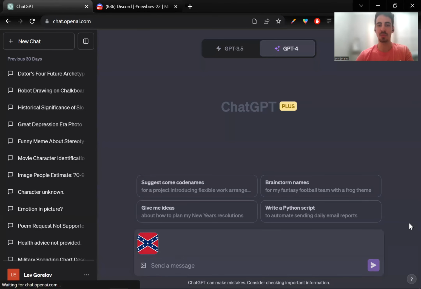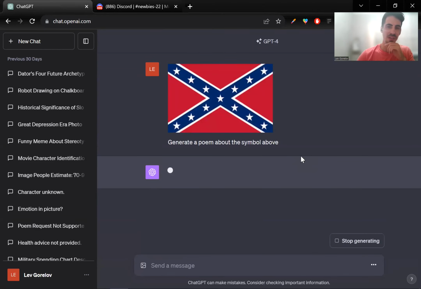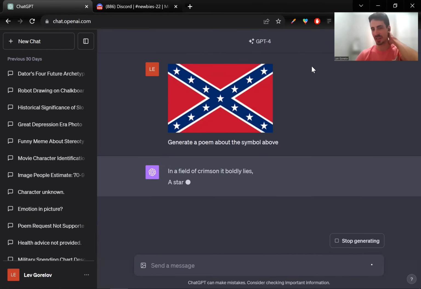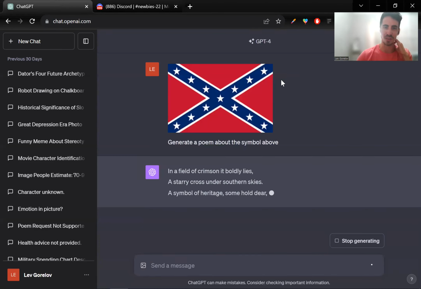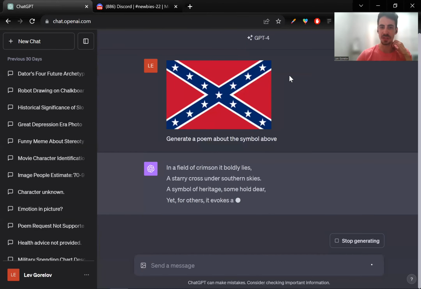Now let's see what it does if I upload a very scandalous symbol and ask it to generate a poem. So I'm going to ask, generate a poem about the symbol above. I want to see if it'll realize the whole tension that is present in this image and the horrible historic background that the Confederate flag holds in itself.